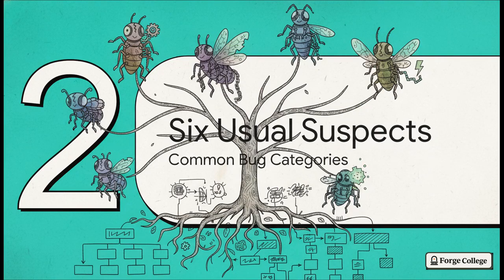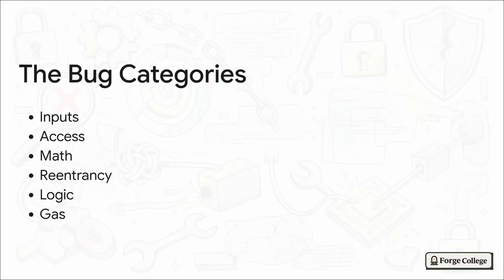Which brings us to Section 2, the 6 usual suspects. Let's line them all up. Here they are, our classic suspects in this smart contract detective story. We've got input validation, access control, arithmetic overflow, reentrancy, logic bugs, and gas or resource exhaustion. By just learning the observable symptoms of these 6 specific categories, you can almost immediately map a failure right back to its root cause. Let's break these down.